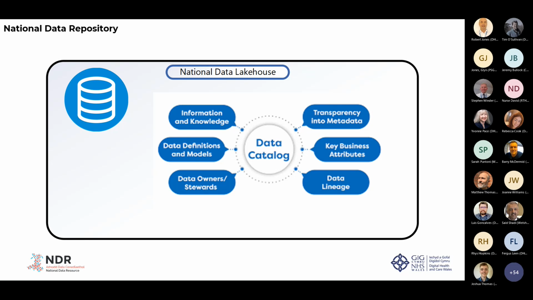If we're constantly pipelining data into a national lakehouse, we need a place that we can look at to see if a part in the pipeline breaks, we want to be able to see where it's broken quite quickly. That's a key task, I think, for the catalogue.